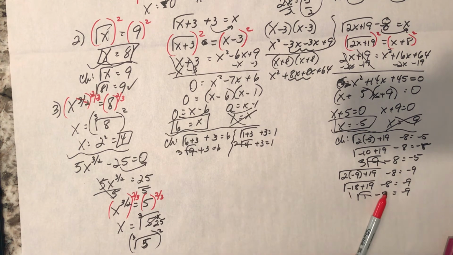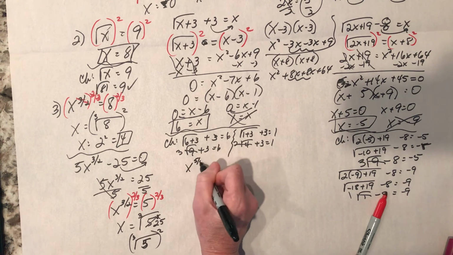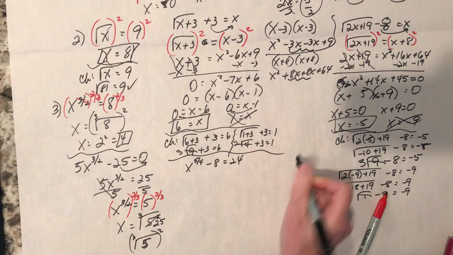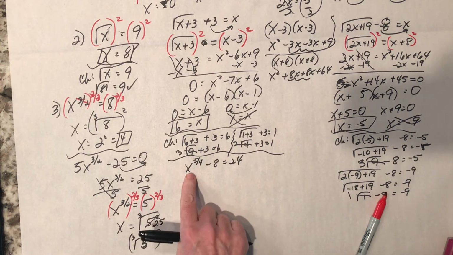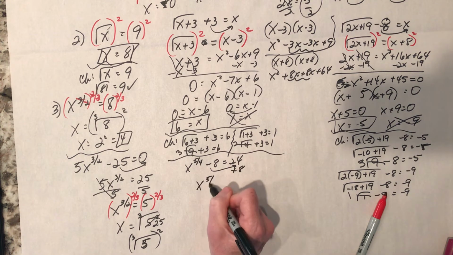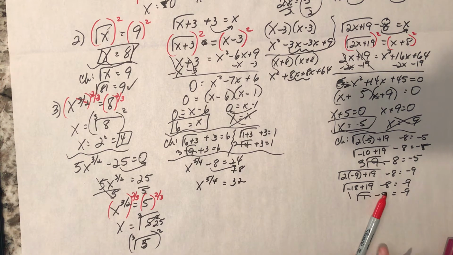Okay, let's look at C. We've got x raised to the 5/4 power minus 8 equals 24. Again, isolate this weird little guy by sending the 8 to the other side. So we get x to the 5/4 equals 32. Now you need to make this x to the first. That's our job, is to find out what x to the first is.